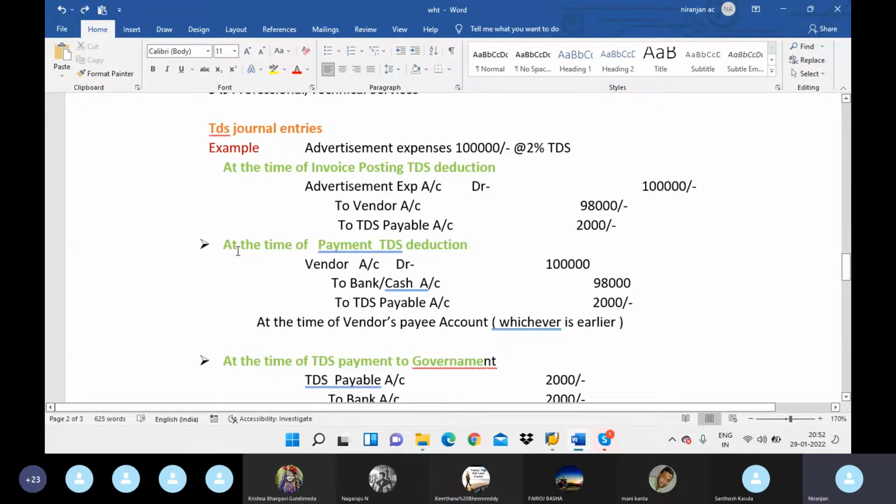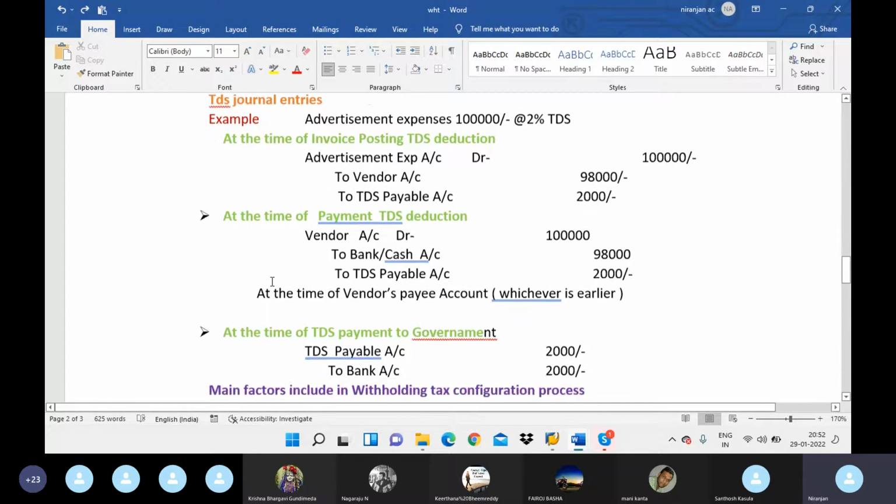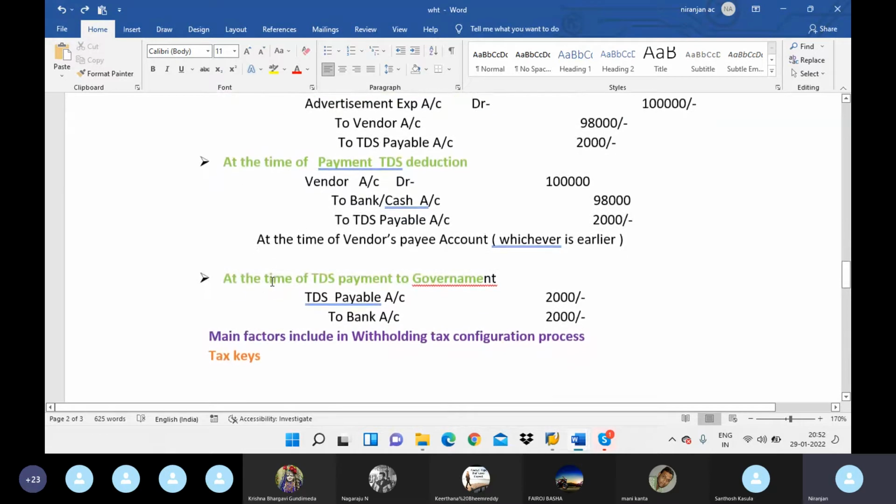Sometimes we receive an advance from the vendor. At the advance time, we collect the TDS. In this case, the entry is vendor account debit 1 lakh, to bank account 98,000, to TDS payable account 2,000. And after paying the TDS amount to the government, the entry is TDS payable account debit 2,000 to bank account.